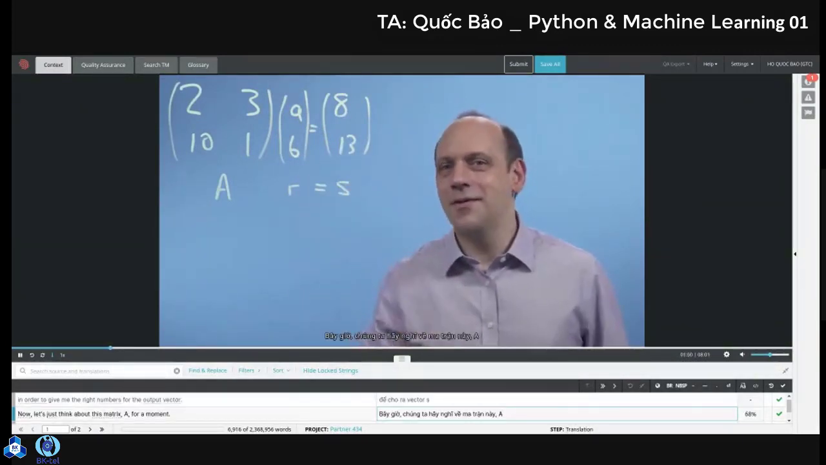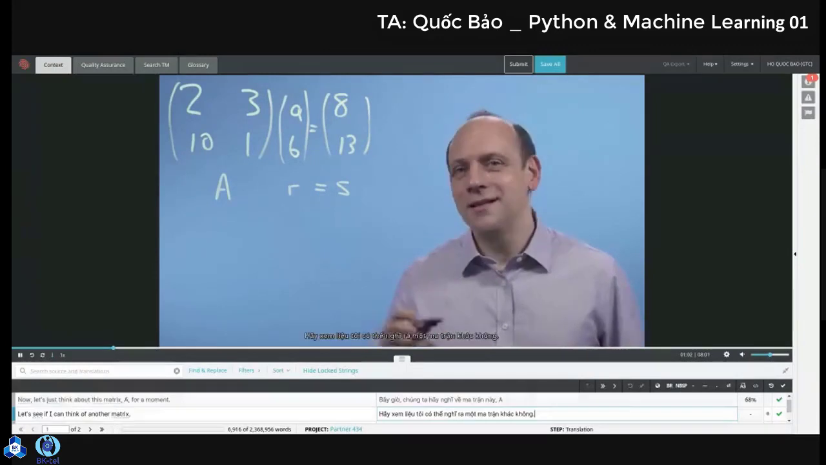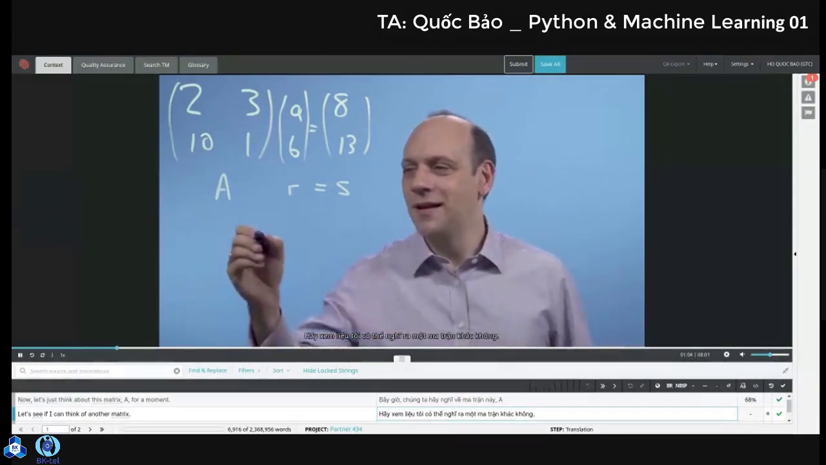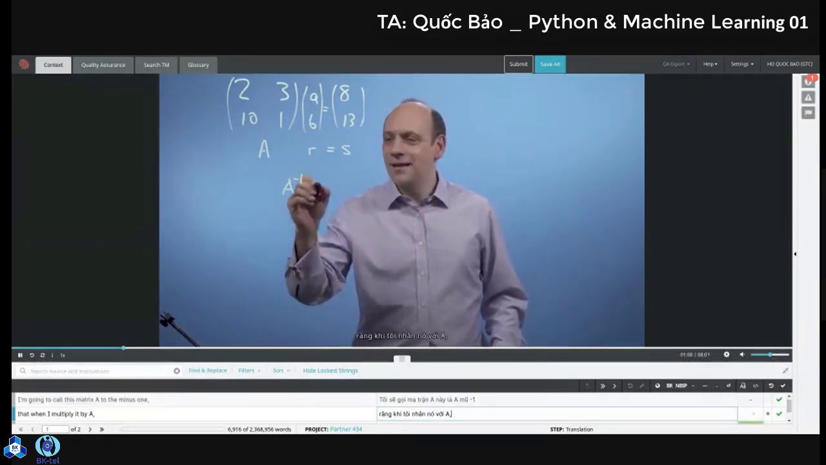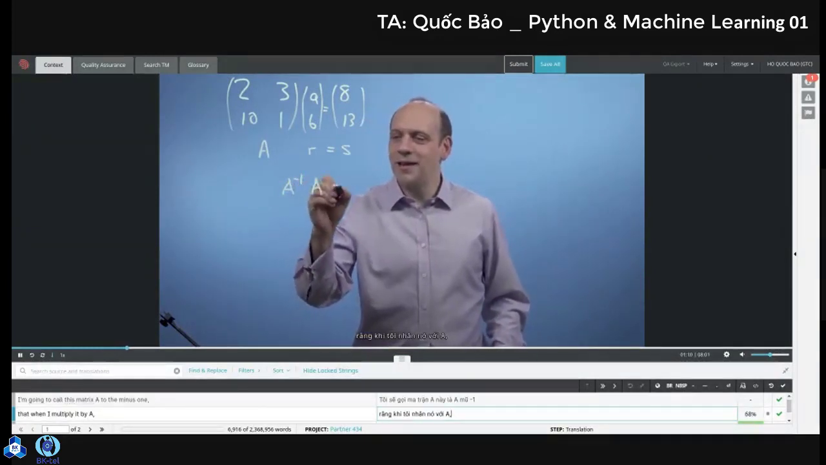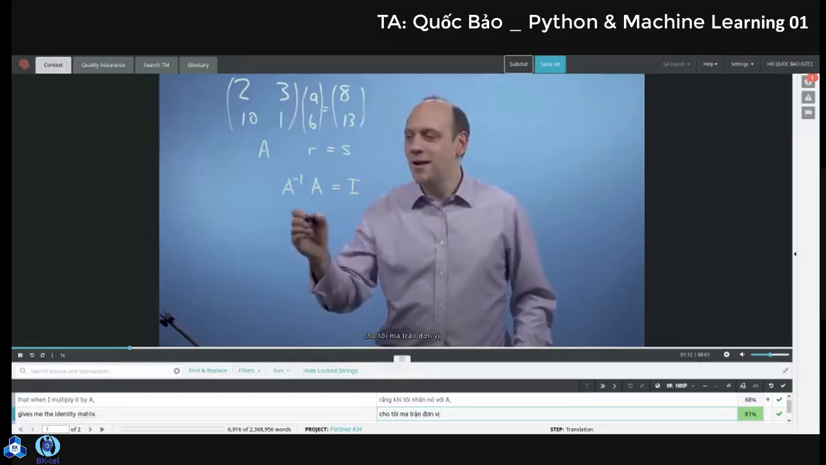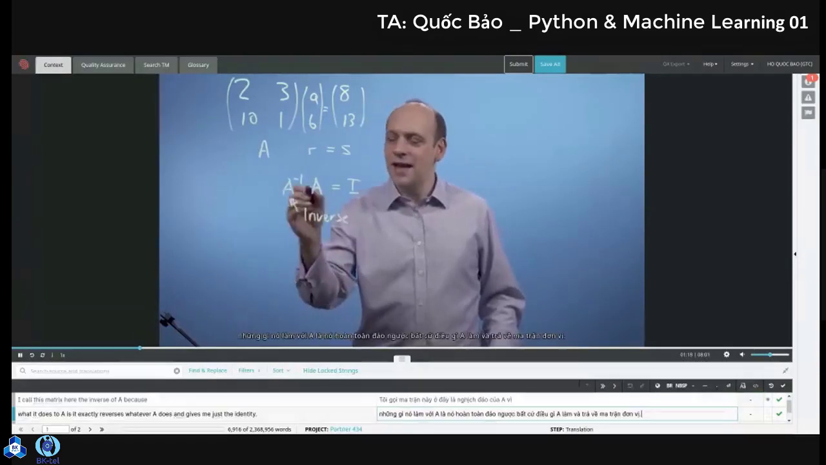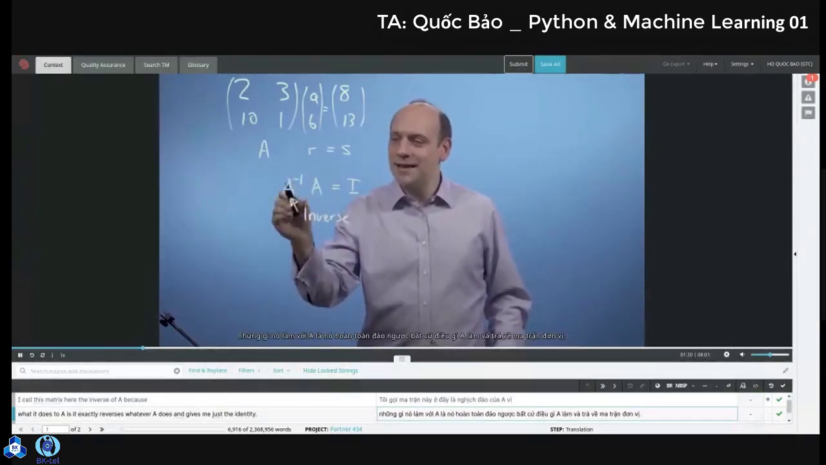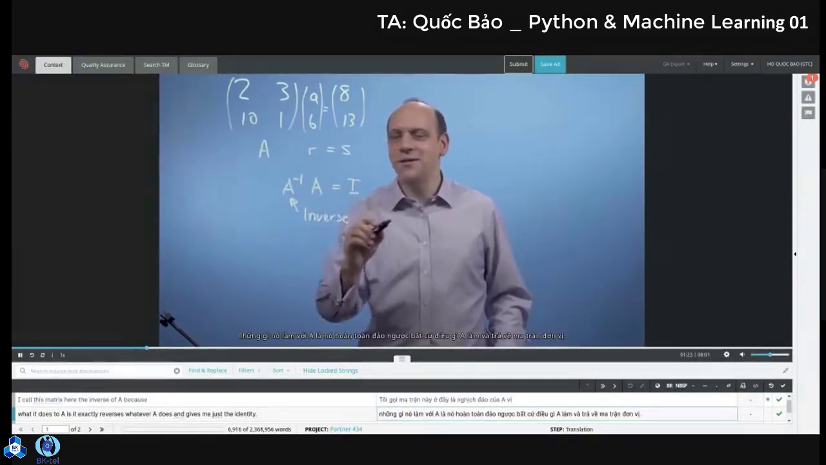Now, let's just think about this matrix A for a moment. Let's see if I can think of another matrix. I'm going to call this matrix A to the minus 1, that when I multiply it by A gives me the identity matrix. And I call this matrix the inverse of A, because what it does to A is it exactly reverses whatever A does and gives me just the identity.